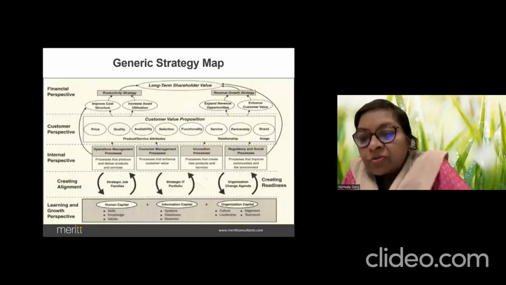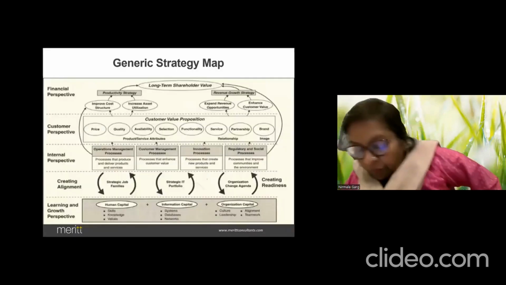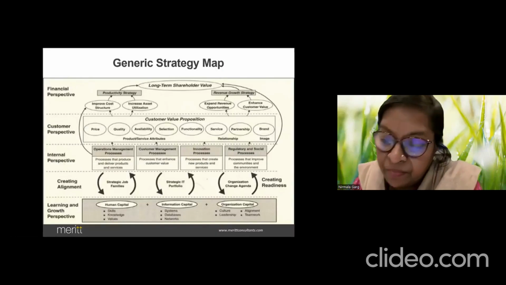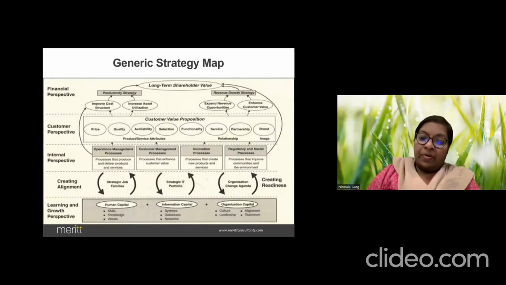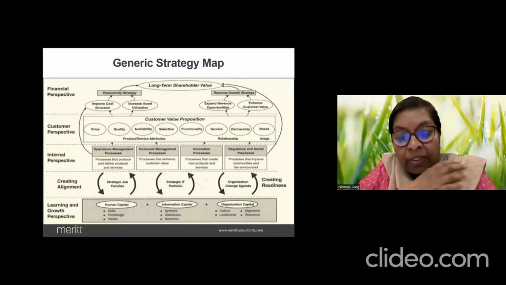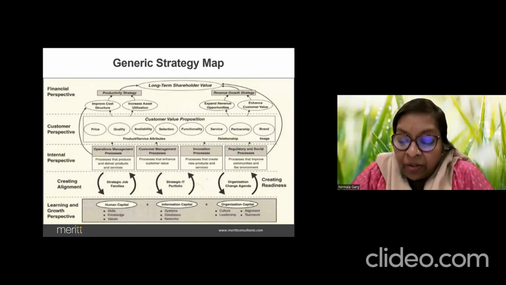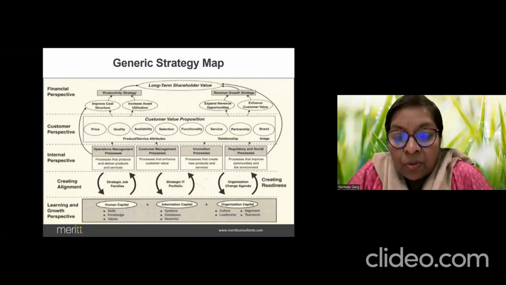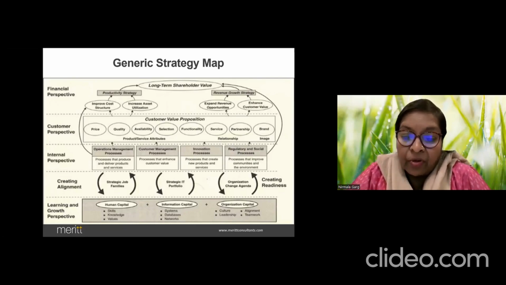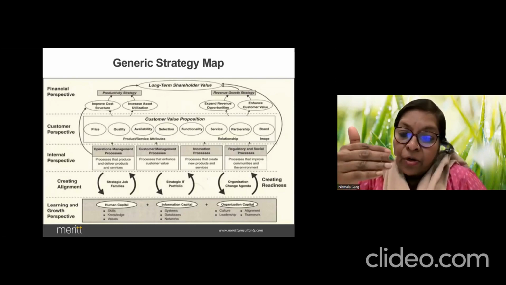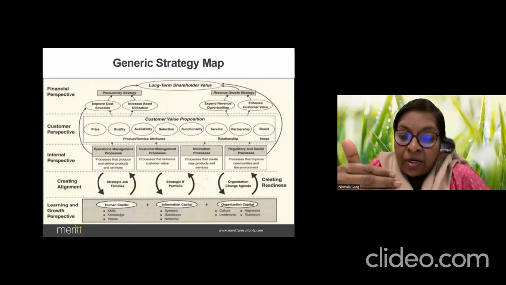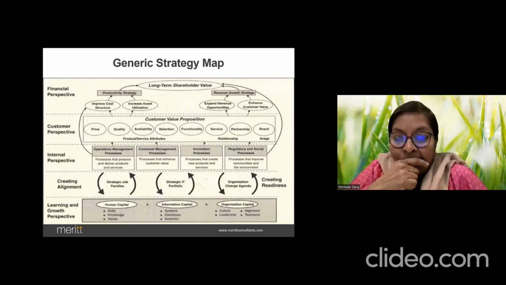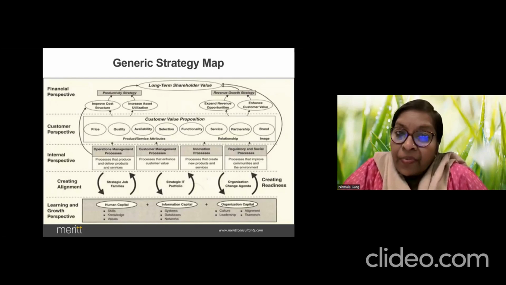Okay. So what we did before we had a small break: we learned to design a balanced scorecard, which is very critical for an organization, because you can translate your business strategy into an action plan. Now, along with the balanced scorecard, I was talking about a strategy map.